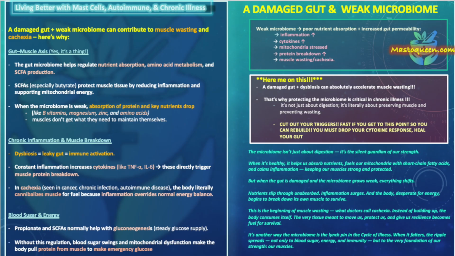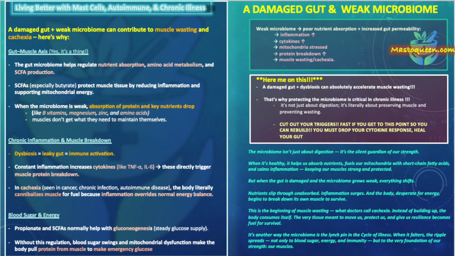A damaged gut and dysbiosis can absolutely accelerate muscle wasting, especially if you have chronic activation of mast cells, your immune system, and inflammation, because it's burning too much. That's why protecting the microbiome is critical to chronic illness. It's not just about digestion. It's literally about preserving muscle and preventing wasting, not to mention damage to the rest of your body. Cut out your triggers fast if you get to this point so you can rebuild.